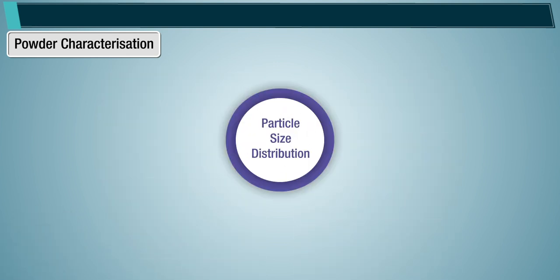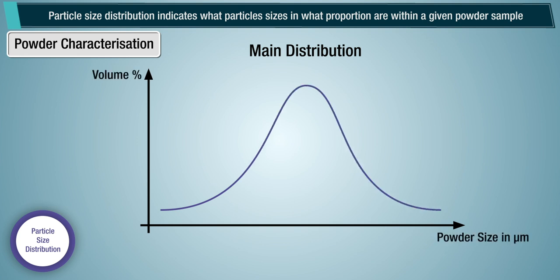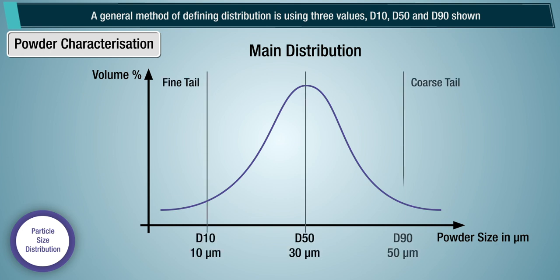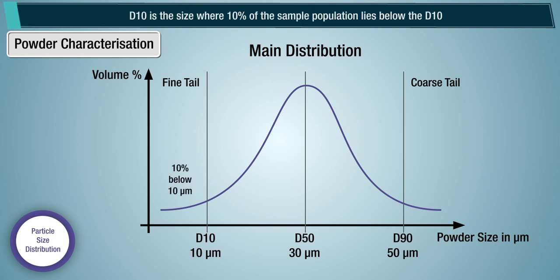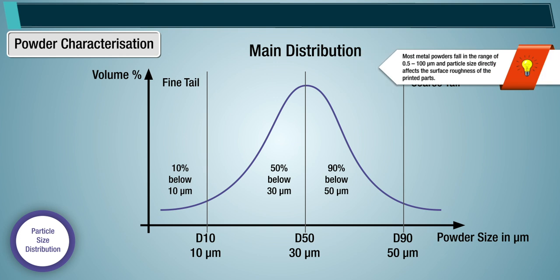Particle size distribution. Particle size distribution indicates what particle sizes, in what proportion, are within a given powder sample. A general method of defining distribution is using three values, D10, D50 and D90 shown. D10 is the size where 10% of the sample population lies below the D10. For D50, 50% of the sample population lies below D50, and similarly D90 is a size where 90% lies below D90.